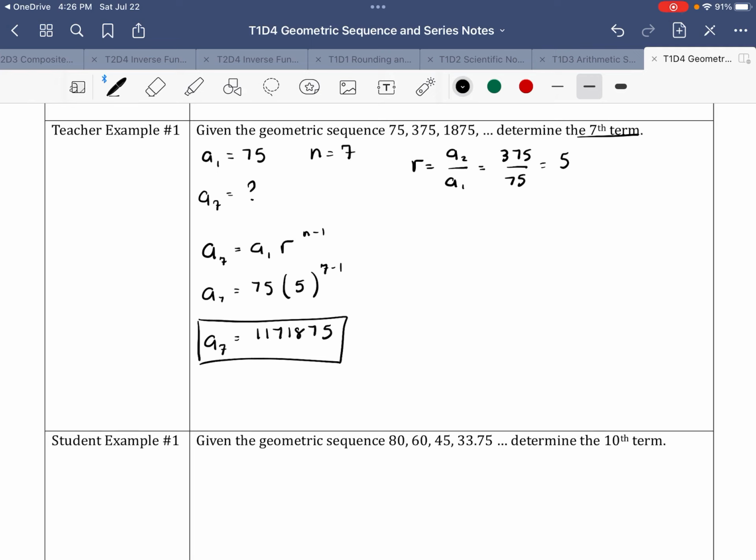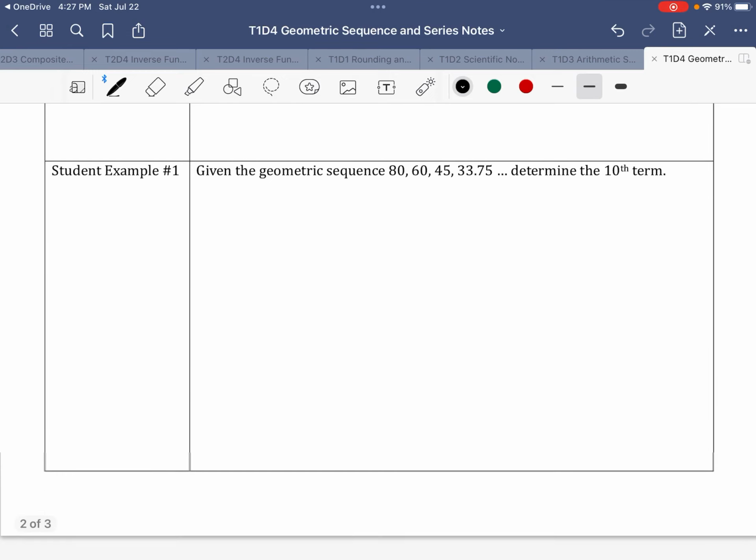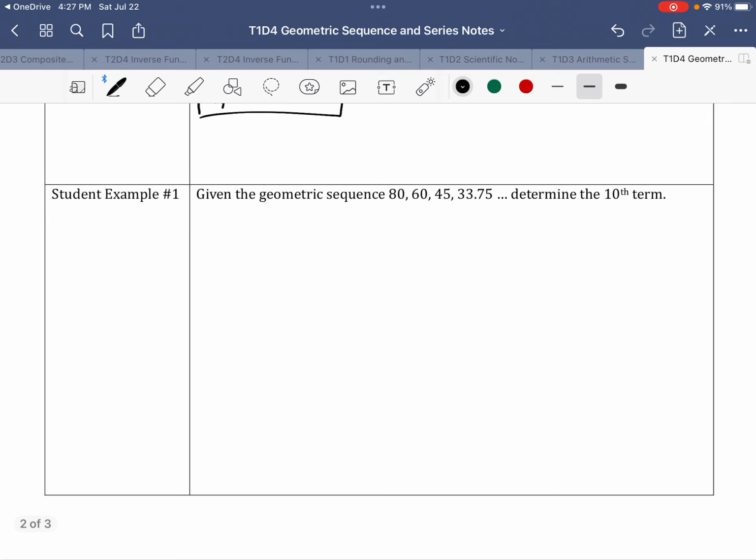And at first, you might be like, oh my gosh, that's such a big number. How do we know it's right? But if you look, we're multiplying each number times 5, so the numbers are going to get drastically big pretty quickly. And 7 is a pretty easy number of terms to check. So if you want to use your calculator to double check, you can see that that is our 7th term. Go ahead and try student example number 1 on your own.